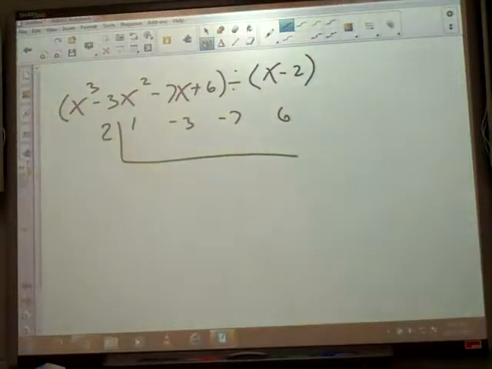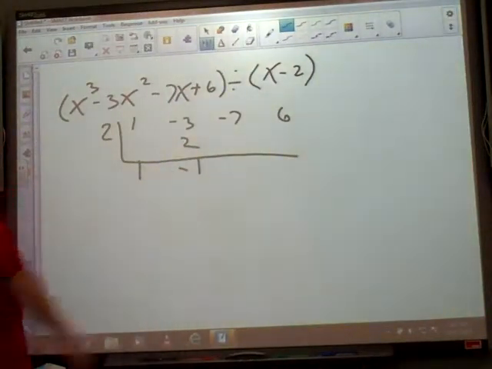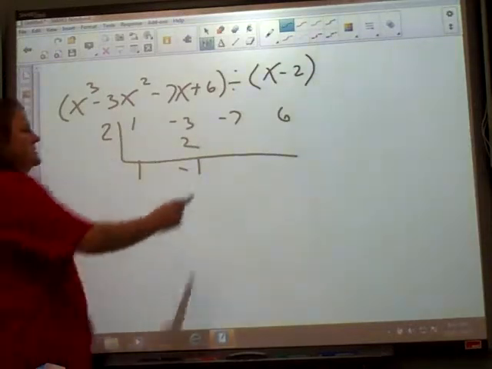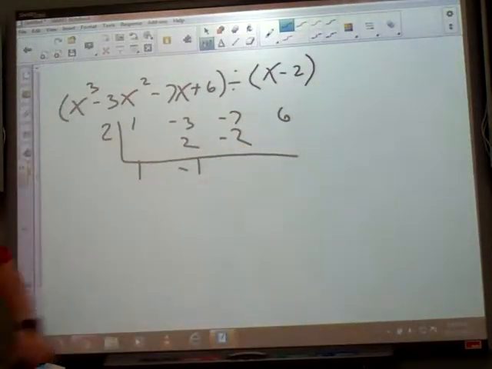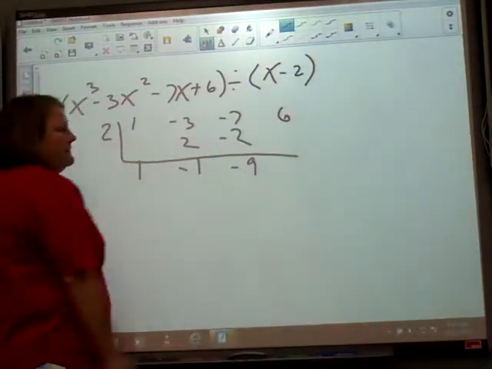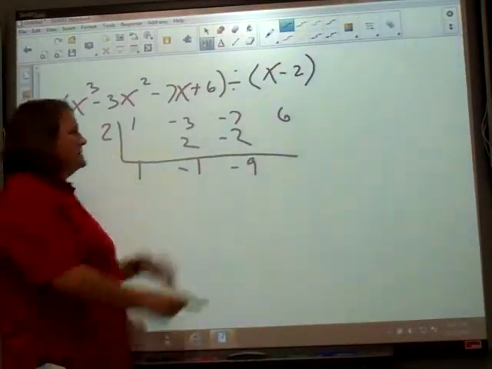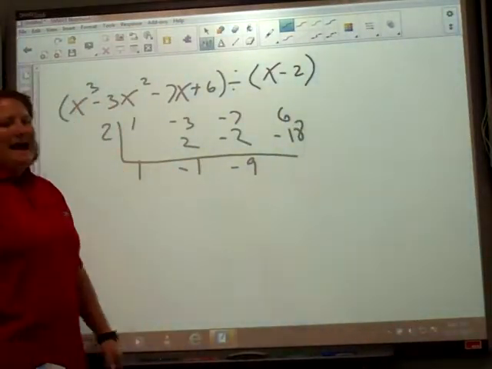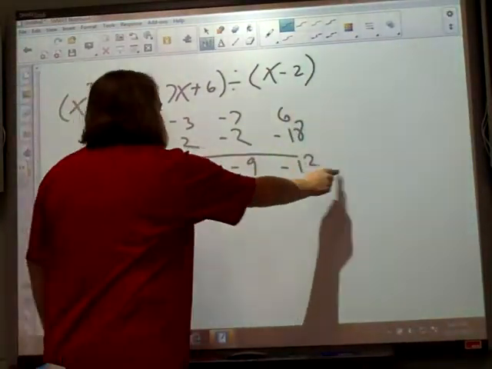All right, did not need any zeros on this one. I had a 1x cubed, a negative 3x squared, a negative 7x, and a 6. I took my x minus 2, set it equal to 0, and solved, and I got 2. So now I'm ready to drop my first number down. That gives me something to multiply. 1 times 2 is 2. Add. Negative 3 plus 2 is negative 1. Multiply. Negative 1 times 2 is negative 2. Add. Negative 7 plus negative 2 is negative 9. Multiply. Negative 9 times 2 is negative 18. Add. 6 plus negative 18 is negative 12.